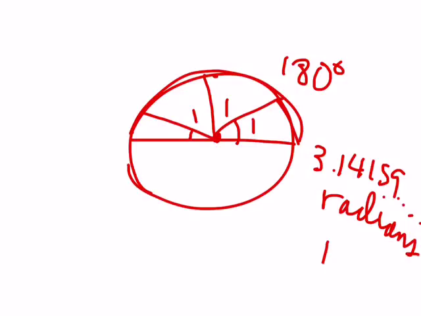You should recognize that as pi. So, one of the most important things, and why this is important, 3.14 pi radians is 180 degrees, and we can get so many other relationships based off of that.